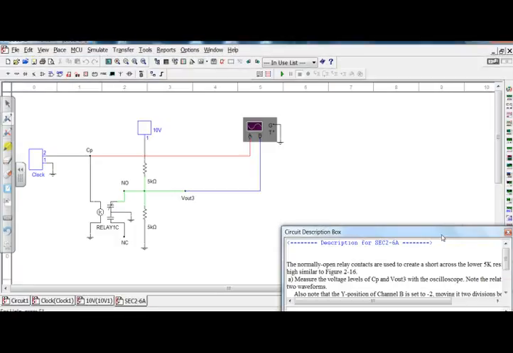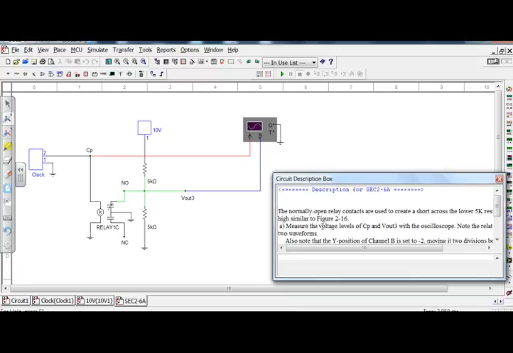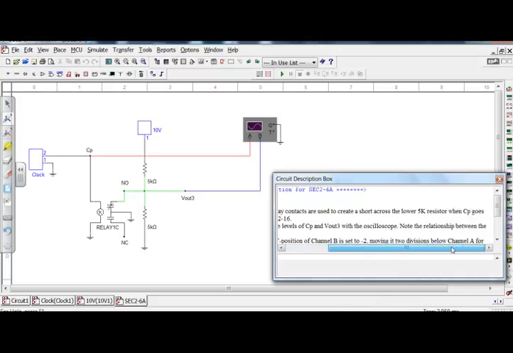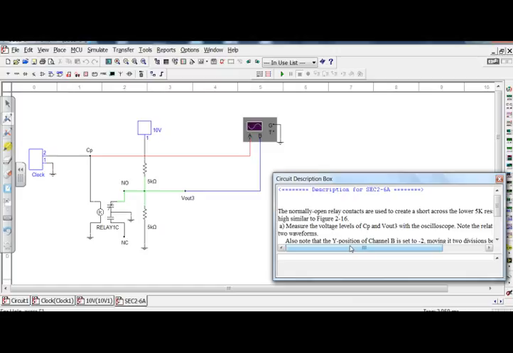Excellent. Does it say read the instructions? Read the instructions. All right. The normally open relay contacts are used to create a short across the R5 resistor when the clock pulse goes high, similar to figure 2-16. Measure the voltage levels at the clock pulse and at voltage out.